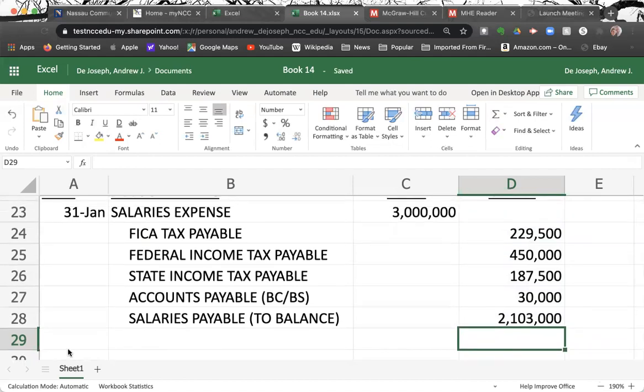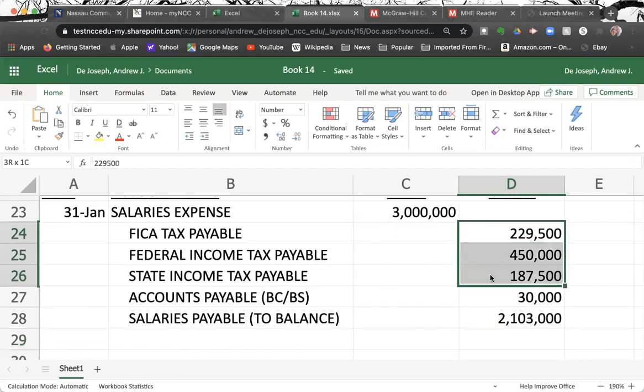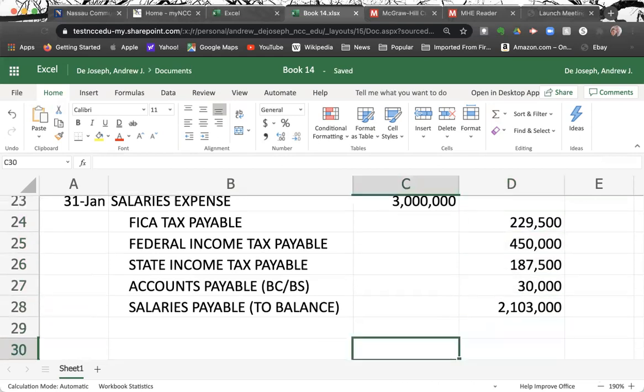So that's the first entry. These are the employees' paychecks, right? On a gross of 3 million, the take-home pay is going to be 2,103,000. These are all the amounts that are being taken out. Eventually we're going to debit salaries payable and credit cash for that 2,103,000 and pay everybody. So that's the first entry, right? That was the record of employee salaries expense, withholdings, and salaries payable.